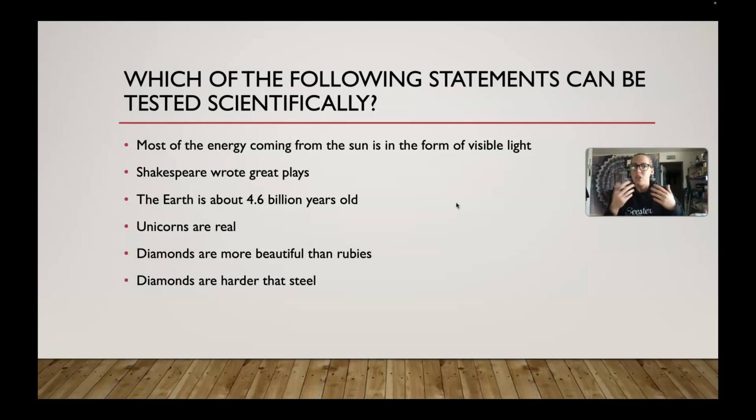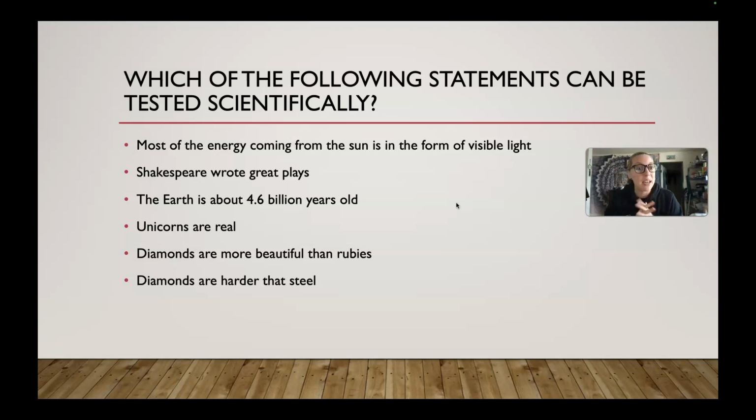Awesome. Shakespeare wrote great plays. Can we scientifically prove that? Unfortunately, with that bullet point, that is an opinion, right? Some folks may love Shakespeare, some folks may not like Shakespeare, and some of us may not think that his plays were great. So that is an opinion. That is something that we cannot scientifically test.